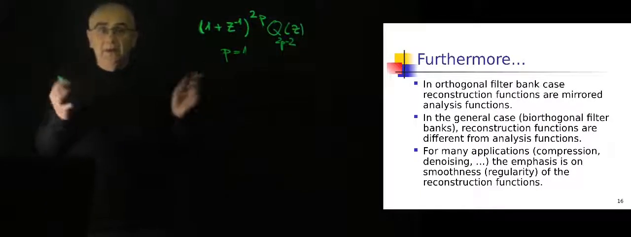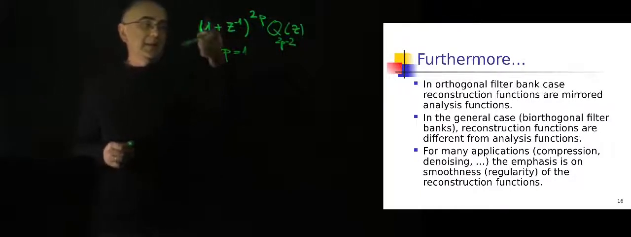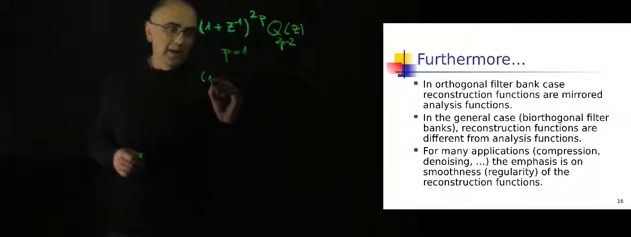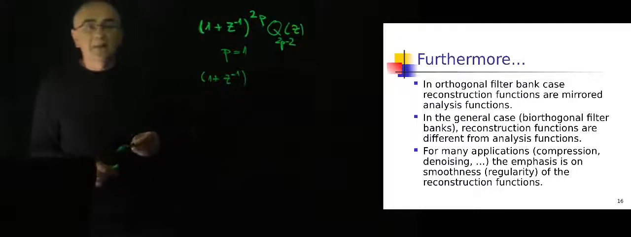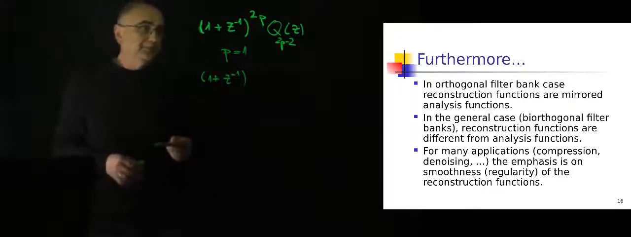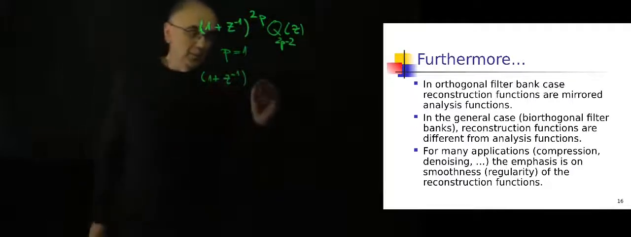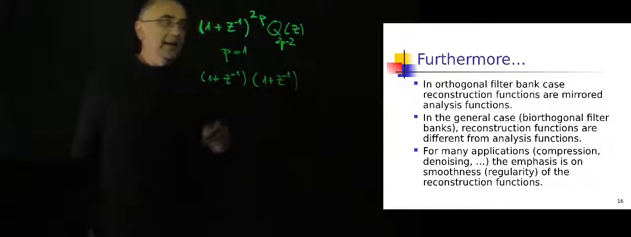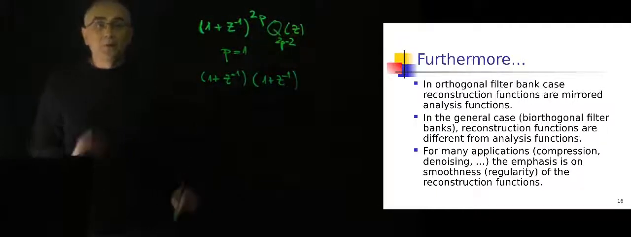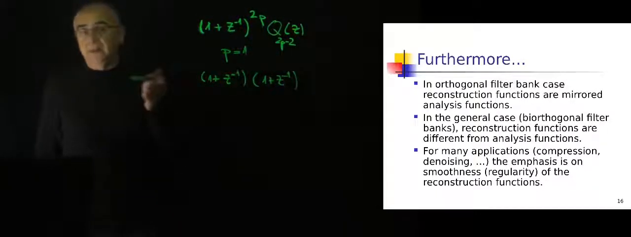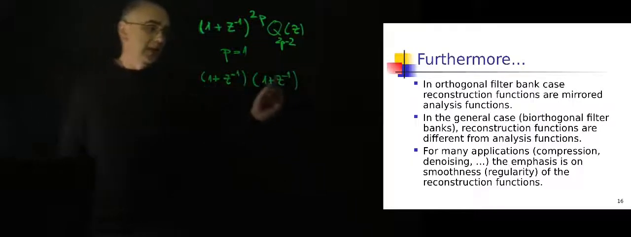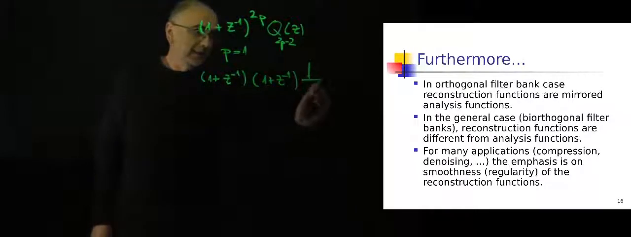So what we had is 1 times (1 plus z to the minus 1) to the power of 2. Okay, I'm going to split it in two parts. And that polynomial was of 0 order, and we can still recall that the result was 1/2.